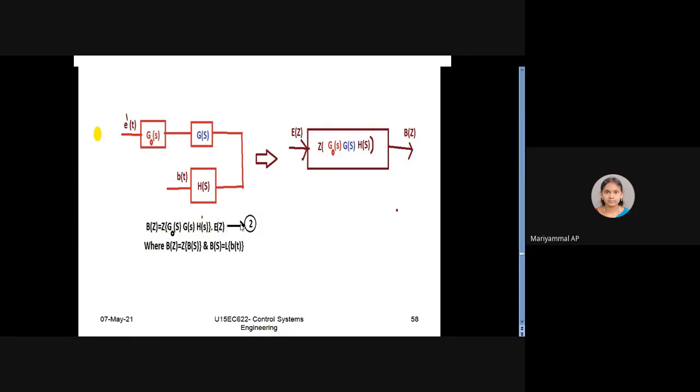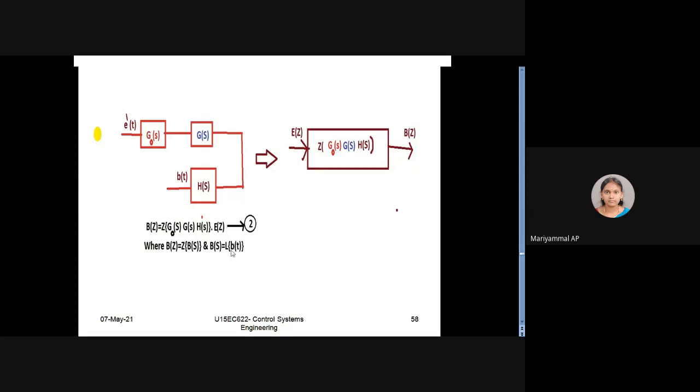Then you say this B(z) equals the z transform of B(s). Then B(s) is taken from the Laplace transform of b(t). We already discussed the explanation, how we take that.